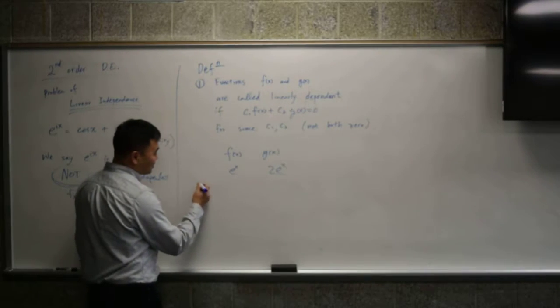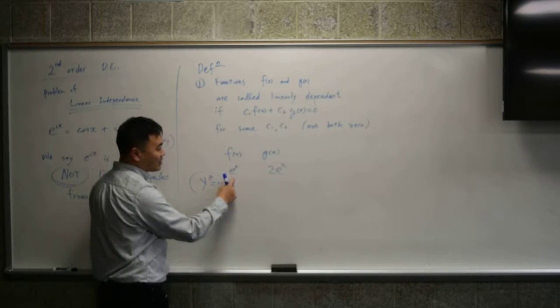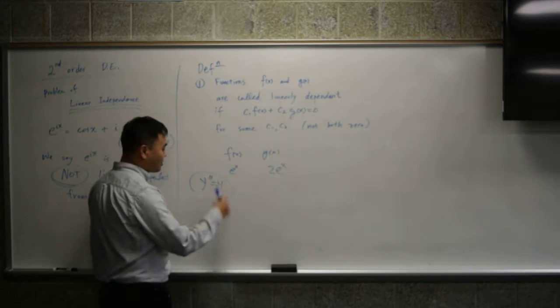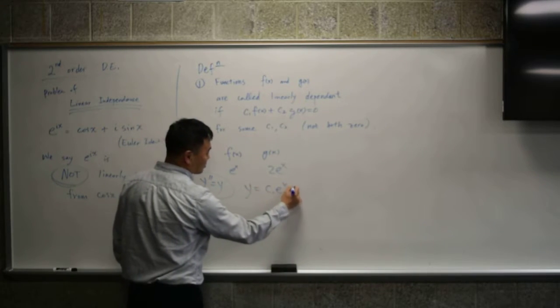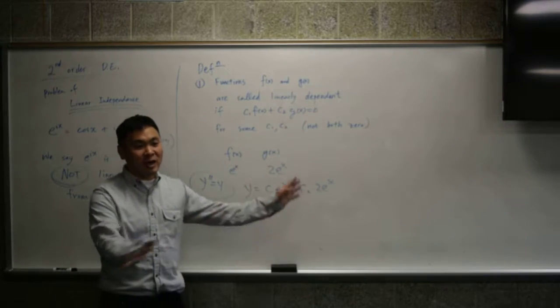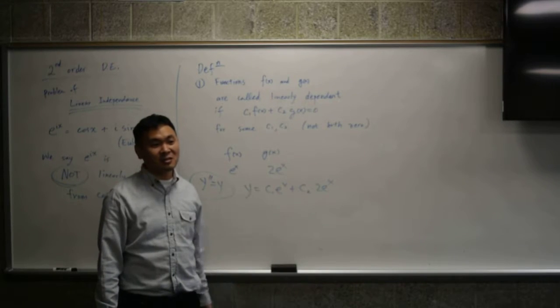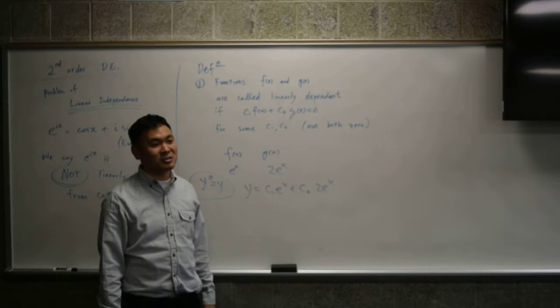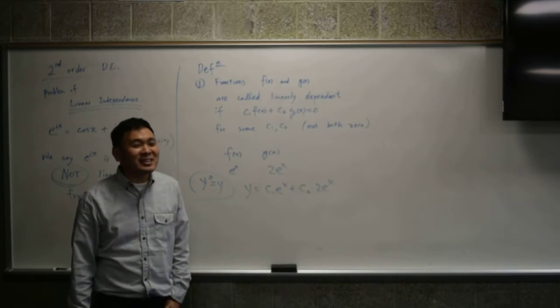Yes. Okay, y double prime equals y. One guy finds this, another guy finds this. And they say, okay, the general solution to this is y equals c1 times e to the x plus c2 times 2e to the x. Are we all happy? We're good? No. Why not?